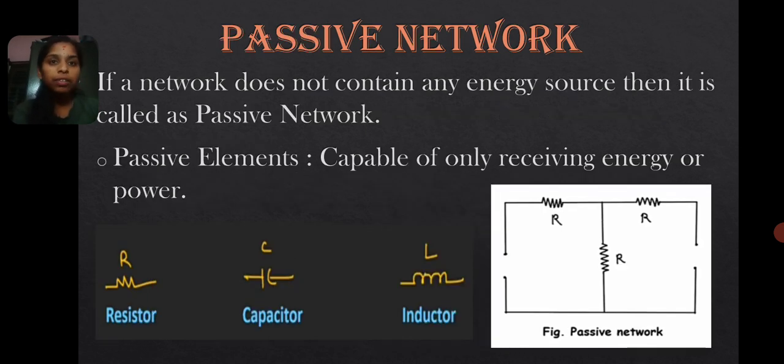Passive network. If a network does not contain any energy source, then it is called a passive network. Passive elements are capable of only receiving energy or power. Resistor, capacitor, inductor. This is the circuit of a passive network.